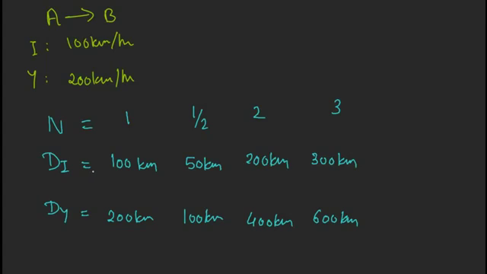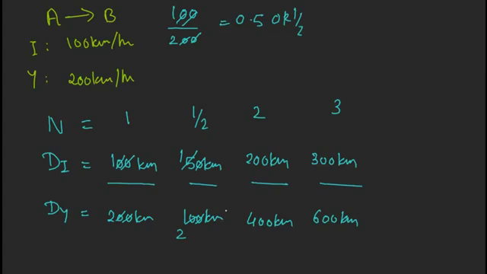Now what is the ratio of your speed to my speed? That is, your constant speed and mine, 100 upon 200. The answer turns out to be 0.5 or 1 by 2. Now at each point of time, this ratio of distance covered is also going to remain 1 by 2. 50 by 100 is again 1 by 2, 200 by 400 is again 1 by 2, and 300 by 600 is again 1 by 2.